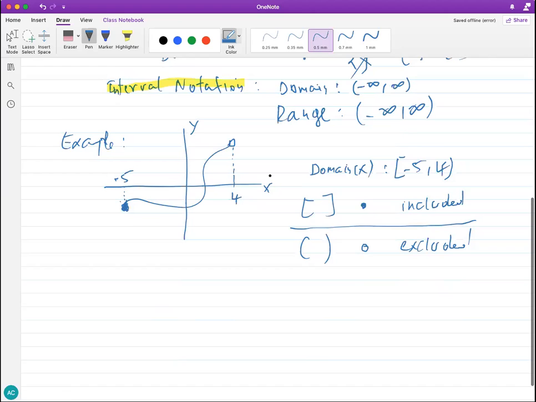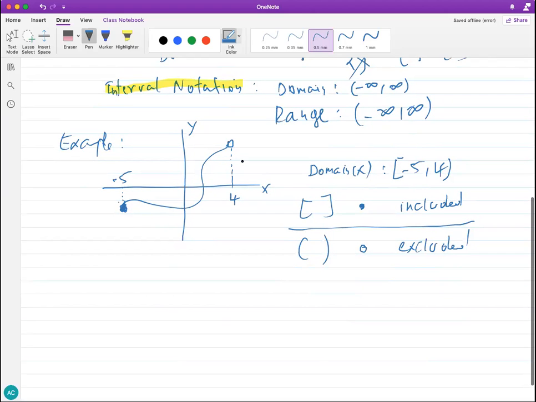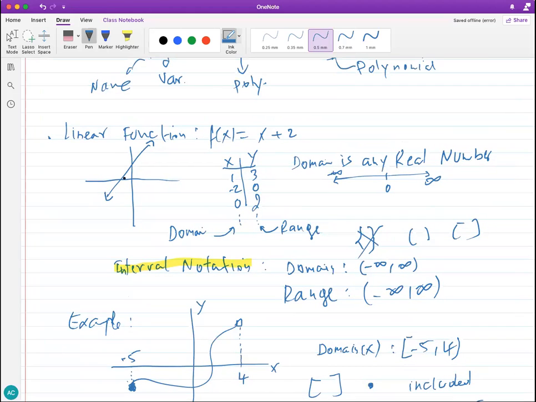And sometimes the graph stops. If it stops, we use one of these symbols. If it does not stop, if you see an arrow, that means it keeps going. For example, here it goes down to negative infinity, it never stops. Here it keeps going up and up to positive infinity. That's why we said the domain and range for linear functions is pretty much any number.